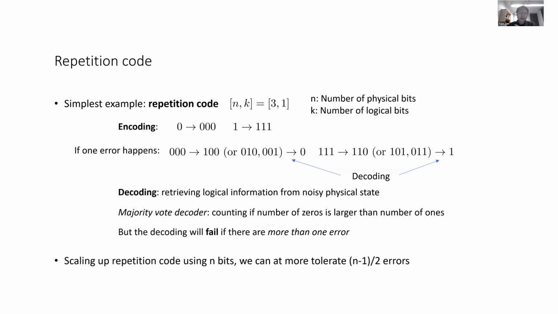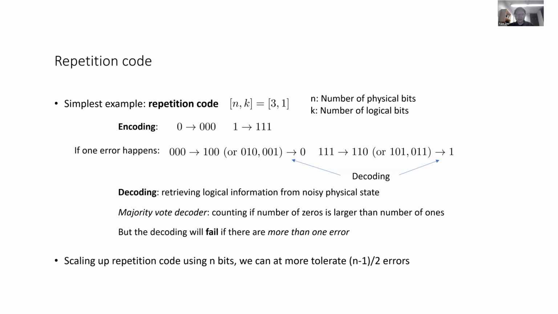And then if one error happens, whatever bit it might be, you can have 0, 0, 0 going to 1, 0, 0, or 0, 1, 0, or 0, 0, 1, or 1, 1, 1 going to 1, 1, 0, 1, 0, 1, 0, 1, 1. Then the point is that you can still do a procedure called the decoding procedure. This decoding procedure is to read off the original logical information, and the decoding is given by the so-called majority vote. You just count whether the number of zeros is greater than the number of ones, or the number of ones is greater than the number of zeros.